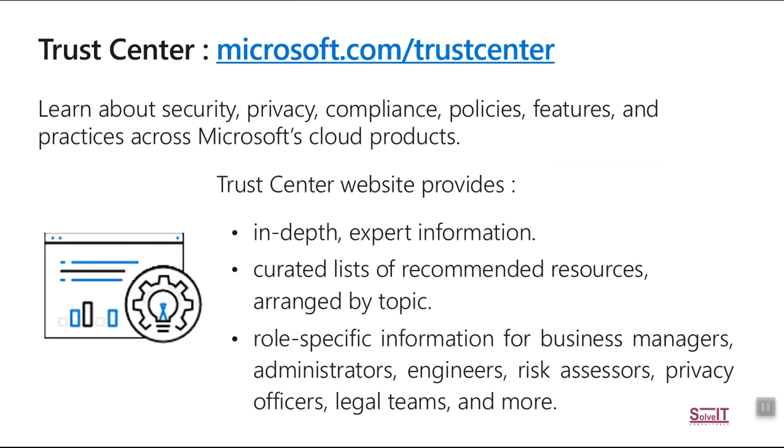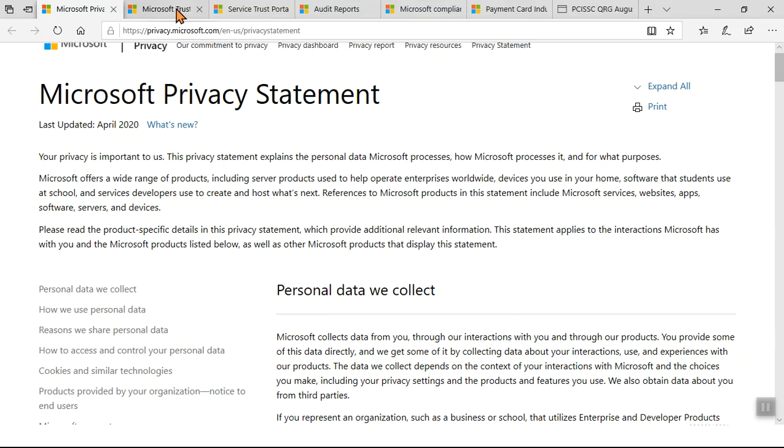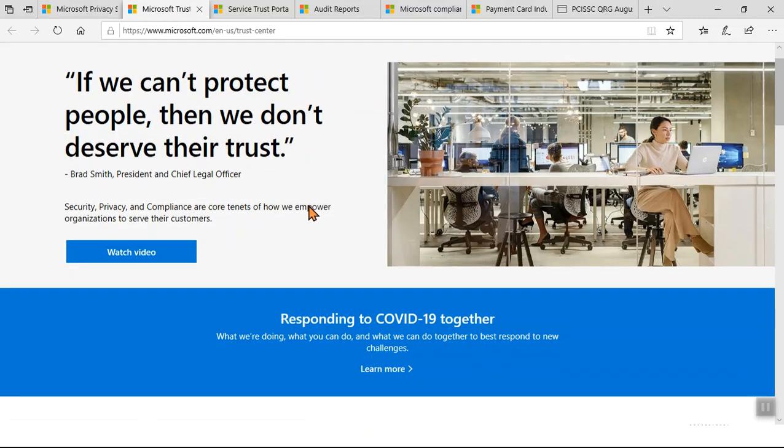The next perspective that we have is the Microsoft Trust Center. What the Microsoft Trust Center does is provide in-depth information about the way Microsoft has architected its infrastructure so that you trust the infrastructure that is being provided. They have recommended resources arranged by topics, security guidance, trust guidance based on industries, and very specific information, whether you're a business manager, a risk assessor, a privacy officer, or an IT administrator. There's information for all parties alike. So if I go into the microsoft.com/trustcenter site, this is really what it is.